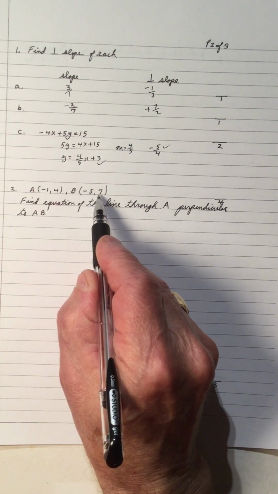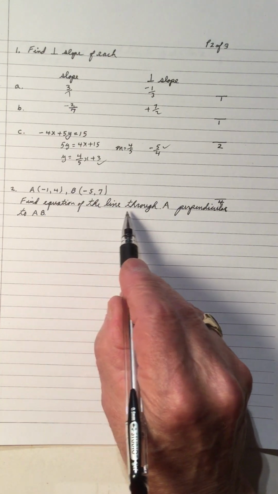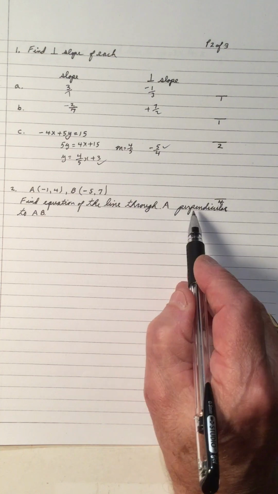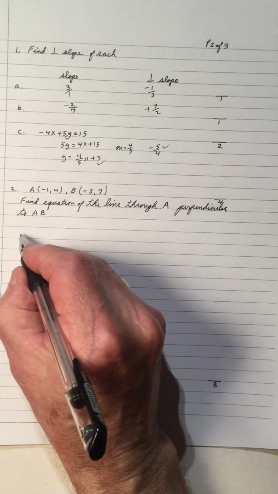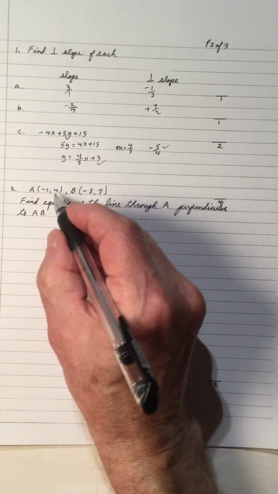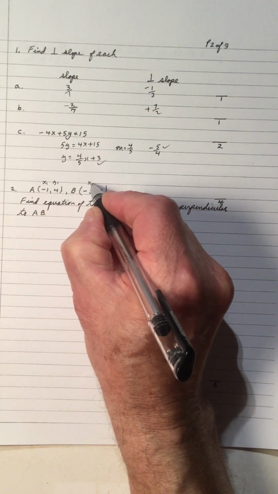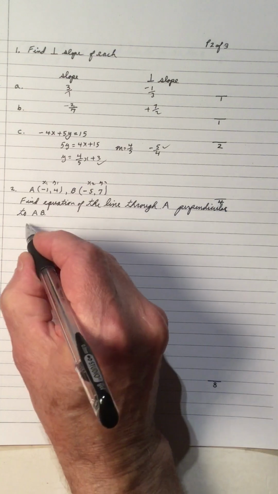Number 2, we have 2 points, A is negative 1, 4 and B is negative 5, 7. Find the equation of the line through A perpendicular to AB. So we're going through A, so it's perpendicular to AB. So let's get the slope of AB. So let's call that x1, y1, x2, y2.